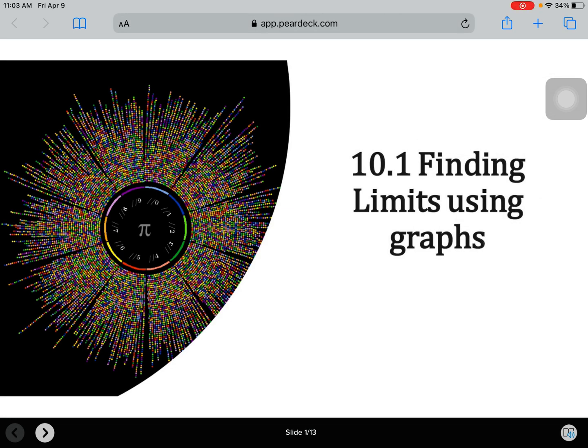Hello everyone, I'm going to go ahead and review with you guys finding limits using a graph. So this is part 2 of what we learned yesterday. So let's go ahead and begin.